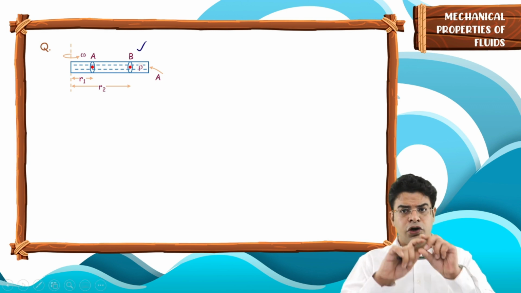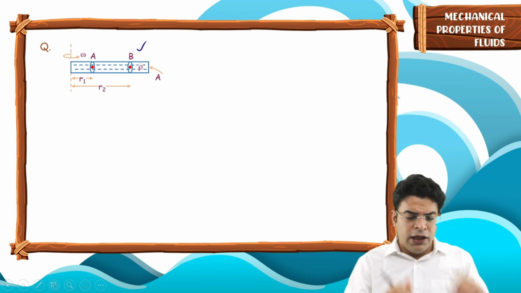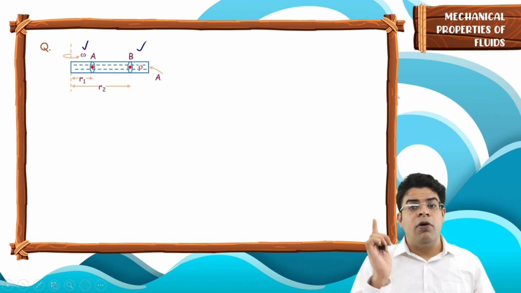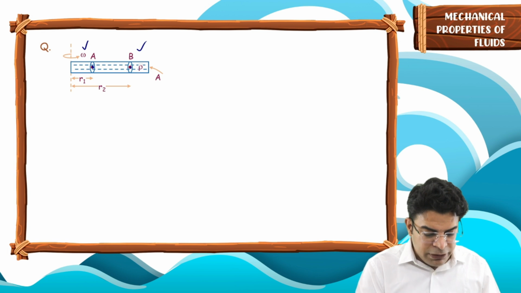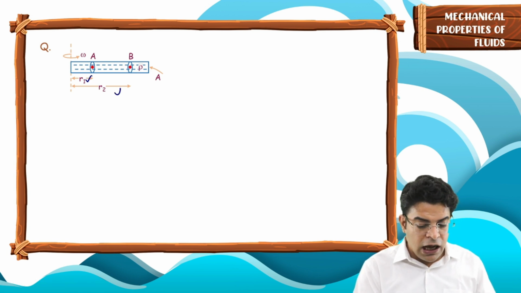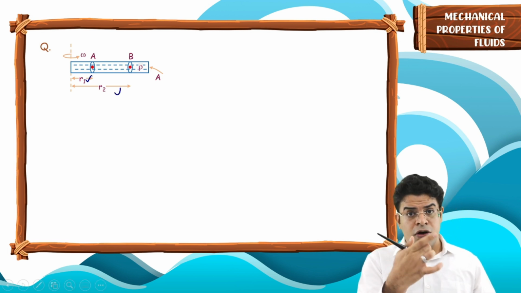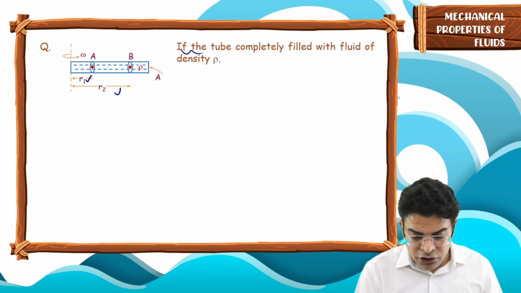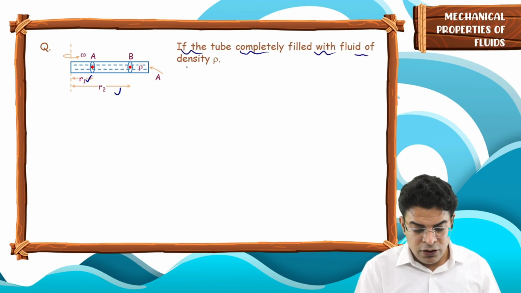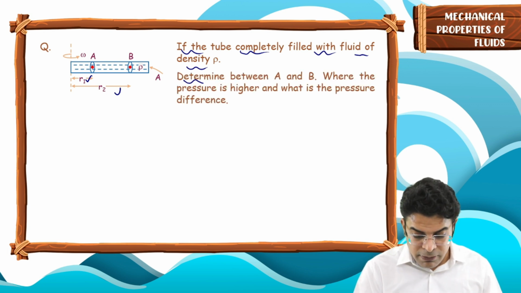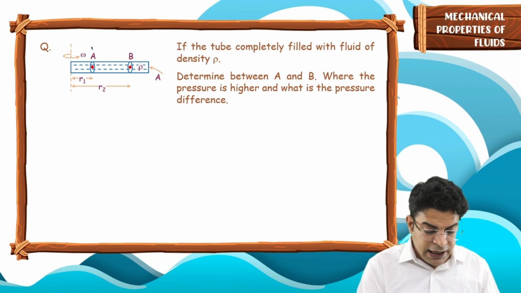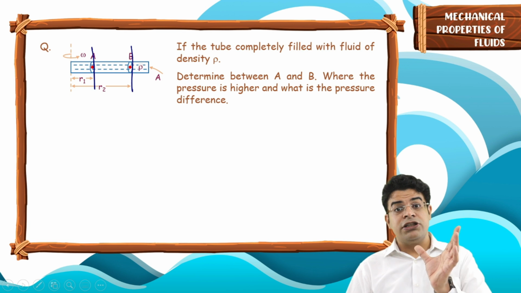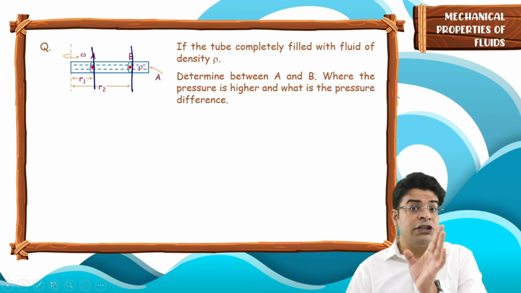Let's say we have a tube completely filled up with fluid, and this tube is being rotated about one of its end. Now there are 2 points A and B at distance r1 and r2 from the axis of rotation. Question is, if the tube is completely filled with fluid of density rho, determine between A and B where the pressure is higher and what is the pressure difference.